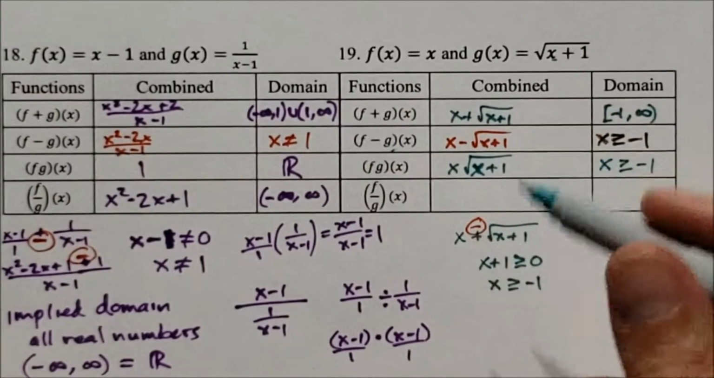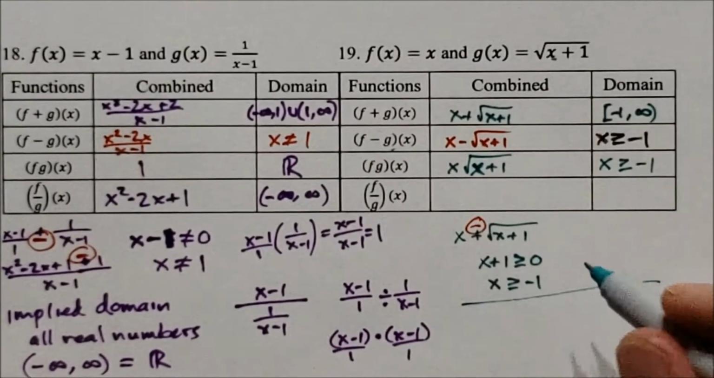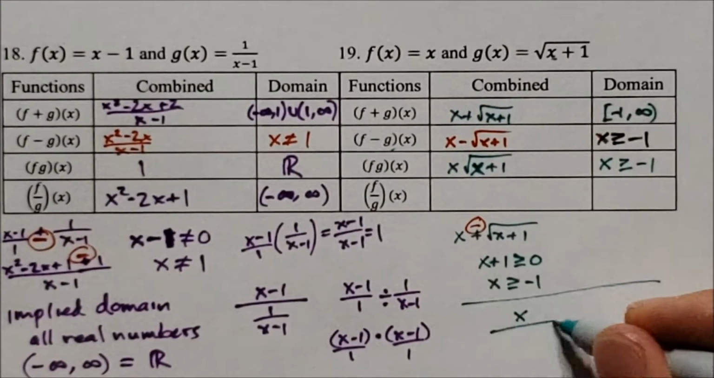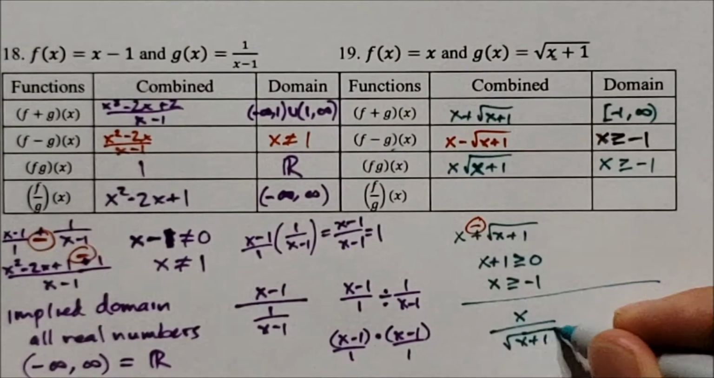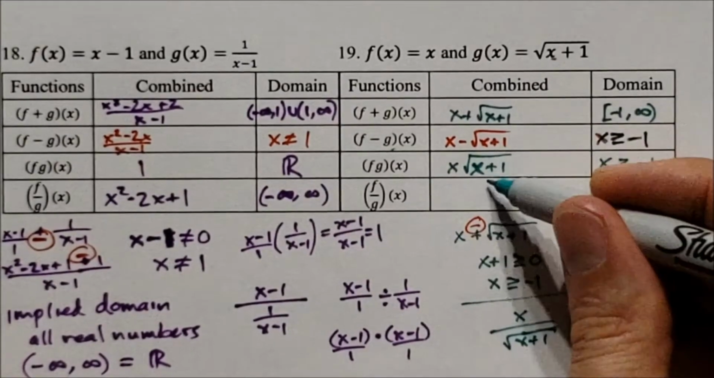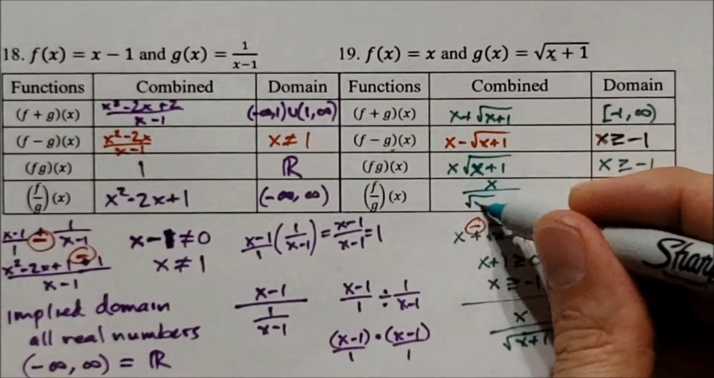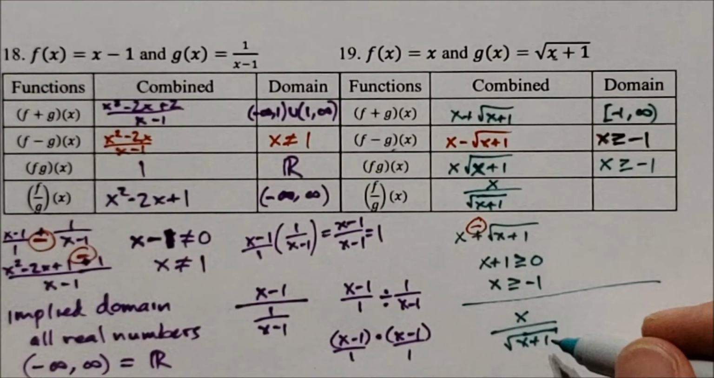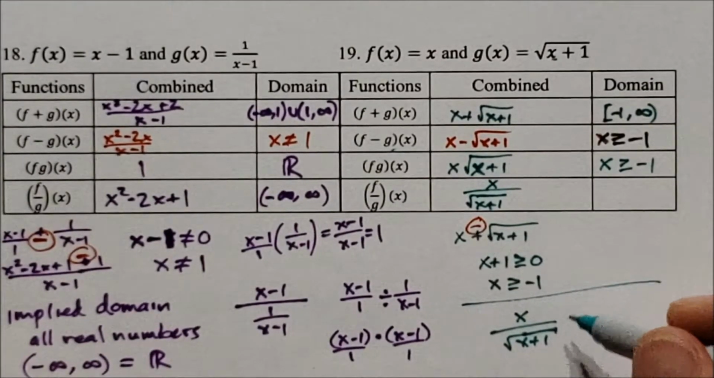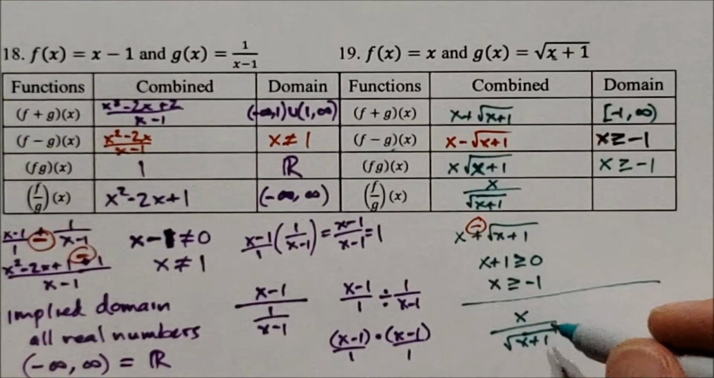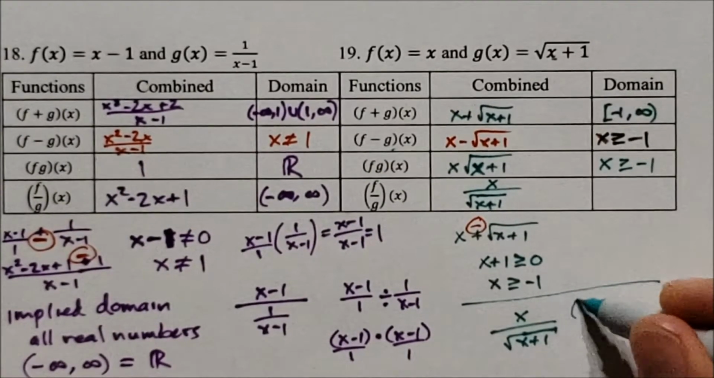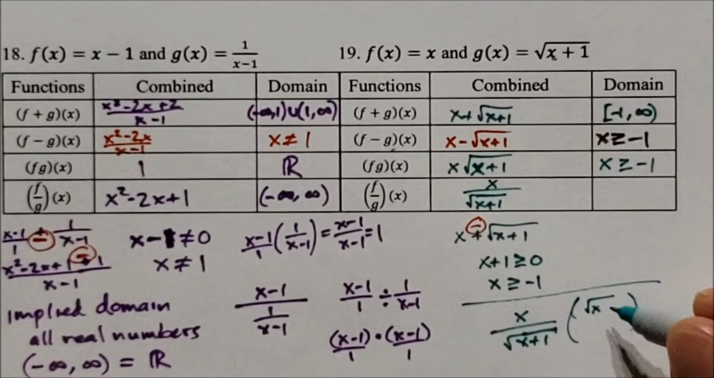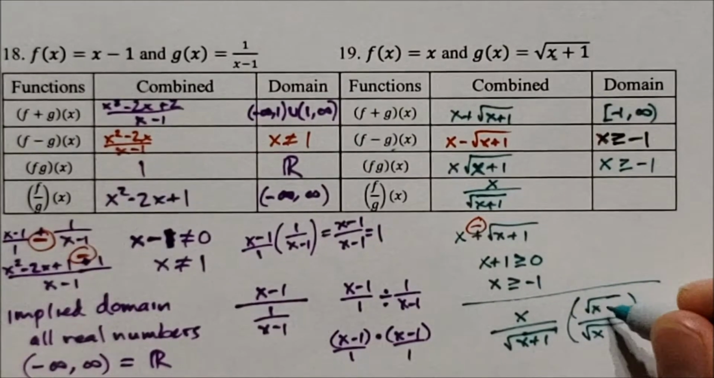Finally, f divided by g. This one is a little more interesting, where we have x divided by the square root of x plus 1. Now, it's generally considered bad form to keep a radical in the denominator, so we could rationalize the denominator so it's not in bad form. We're going to multiply that by the square root of our conjugate, x.